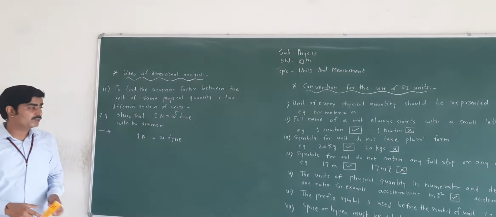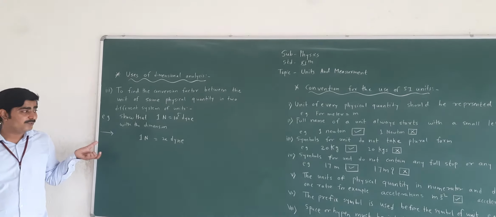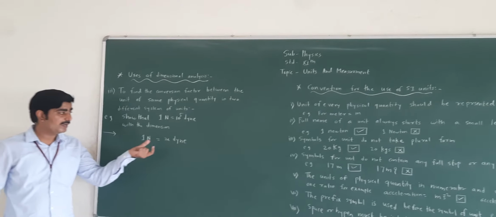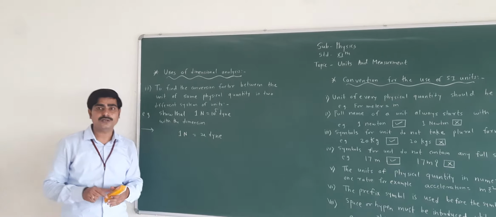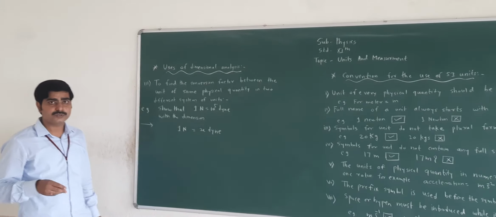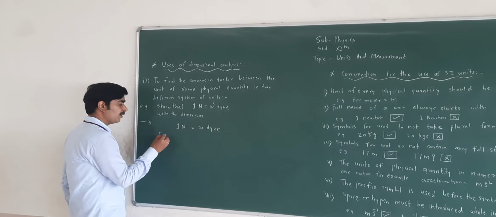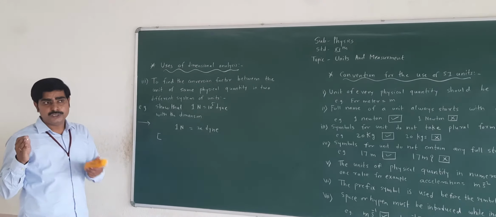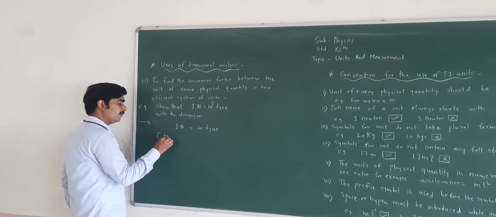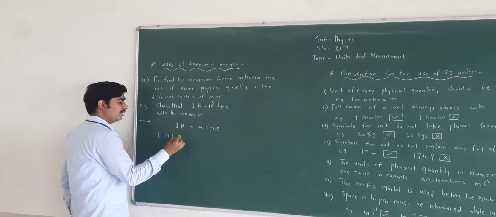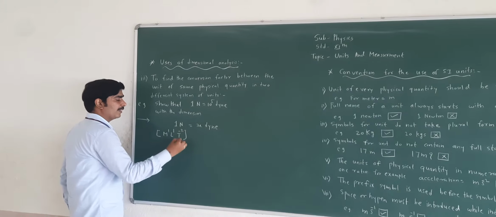So what is a Newton? Newton is the SI unit of force. What is a dyne? Dyne is the CGS unit of force. So first we should know the dimensions of the Newton. Newton is the SI unit of force, so what are the dimensions of force? 1 in mass, 1 in length and -2 in time.